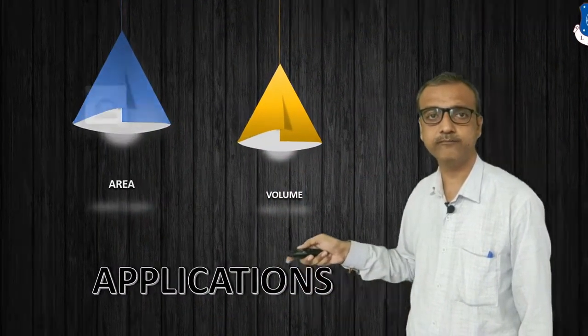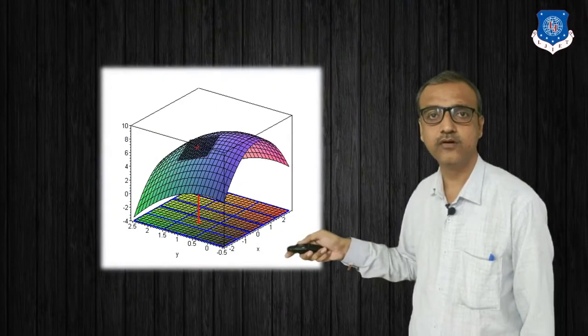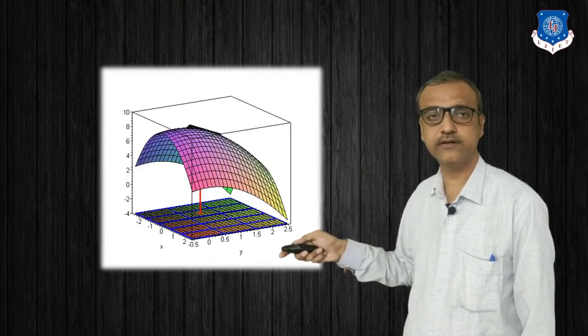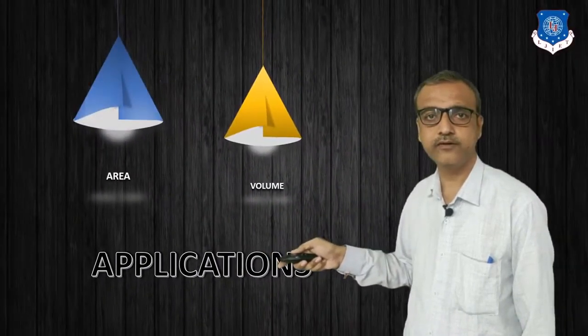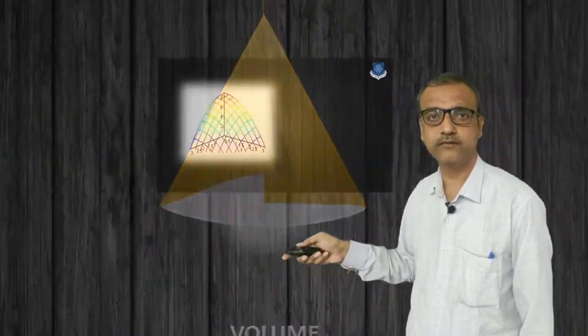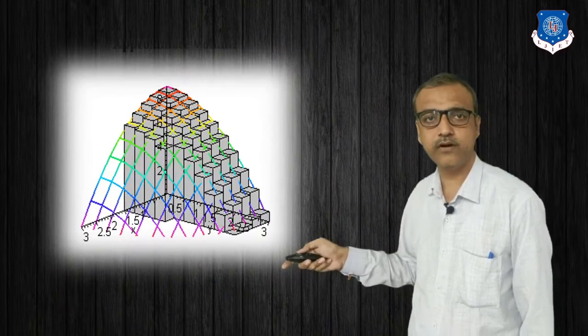One is area. This is how we will find out the surface area. This is an example of surface area. Then we have volume, this is the example of volume.